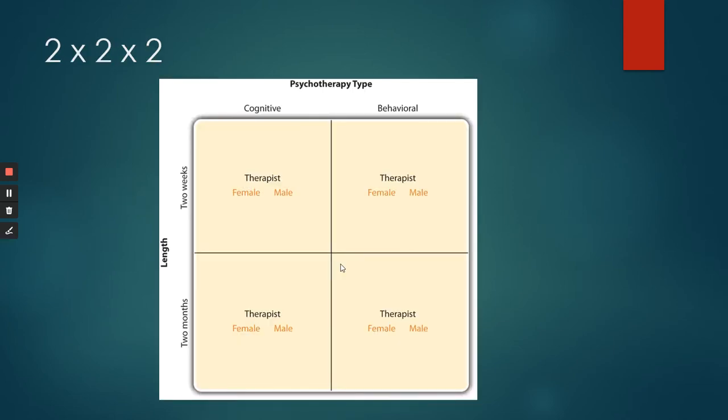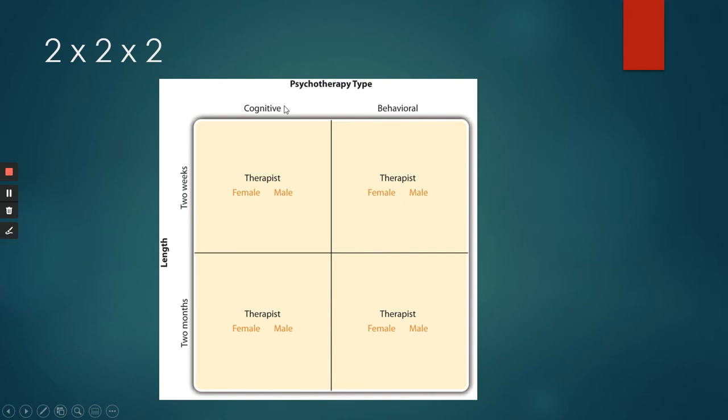From your textbook, this is an example of a 2 by 2 by 2. This is where there are three independent or predictor variables. Let's look at each of these. One variable is the gender identity of the therapist, and they dichotomize it here, female versus male. There are two levels to that variable. There's two levels to another variable: psychotherapy type, cognitive versus behavioral psychotherapy.